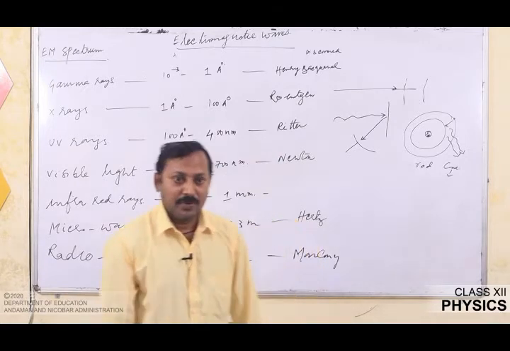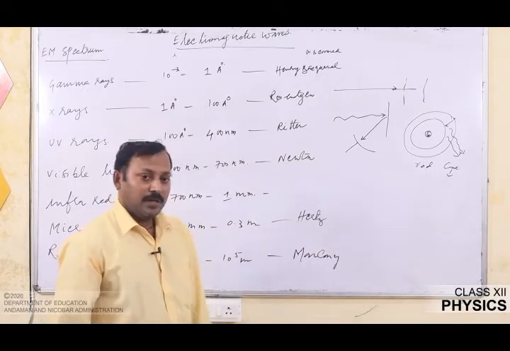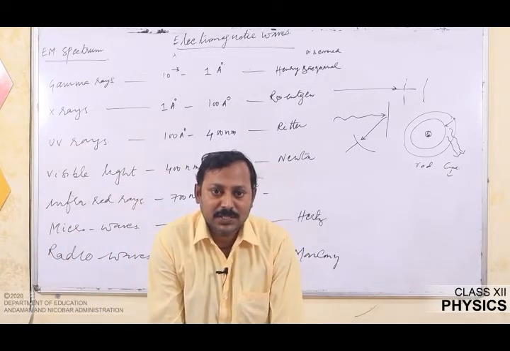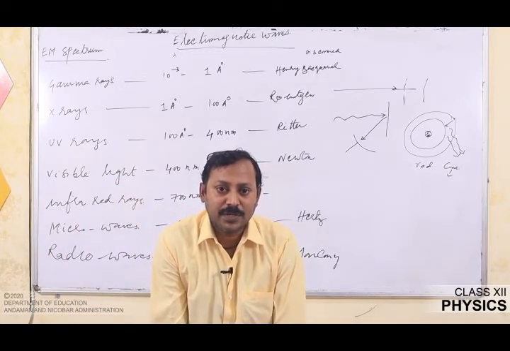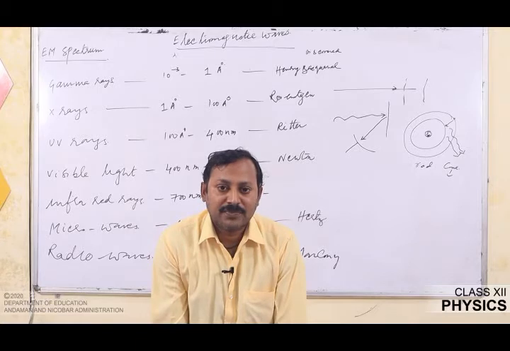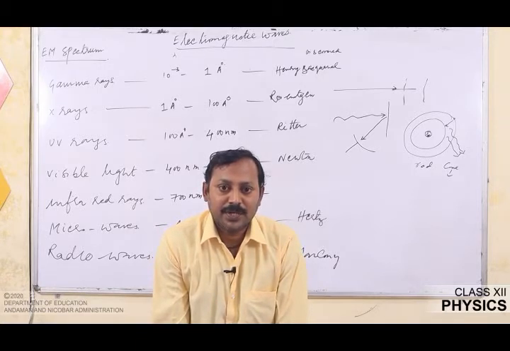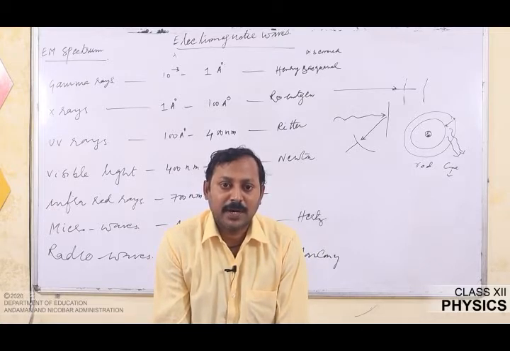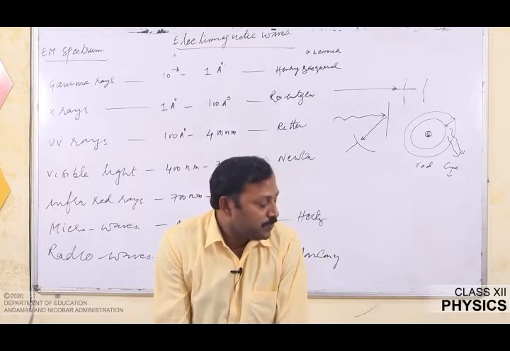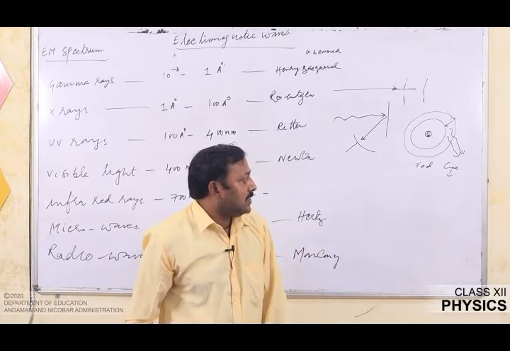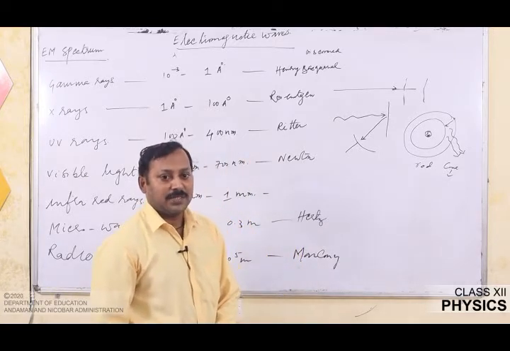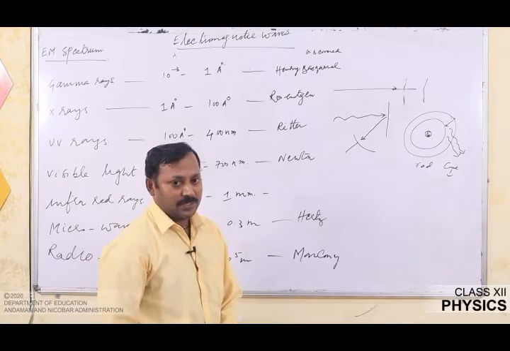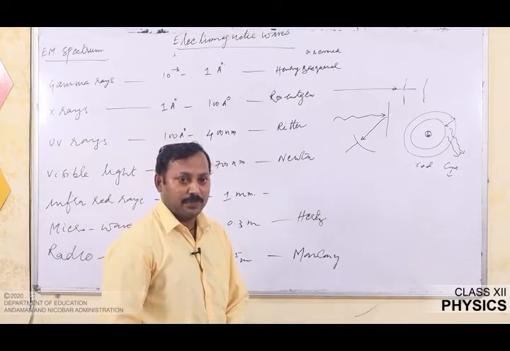Next we will have the radio waves. Radio waves have wavelengths corresponding to 0.3 meter to 10^5 meter. Its frequency ranges from 10^9 hertz to 3 × 10^3 hertz. Discovered by Marconi, it is produced due to the rapid acceleration and deceleration of charged particles in conducting wires, which we already studied in our previous topics.